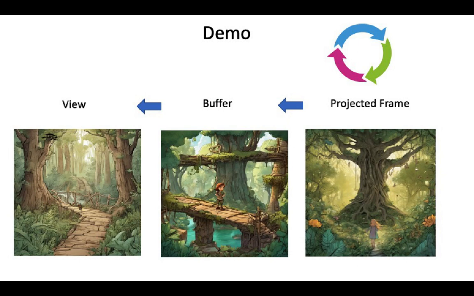Here's the three-image cycle: view, buffer, and projected frame. After the projected frame is created, view goes out, buffer goes to view, projected frame goes to buffer, and Claude Opus does its image to text for view and buffer, creating a summary and creating the next projected frame, and the cycle just repeats over and over.